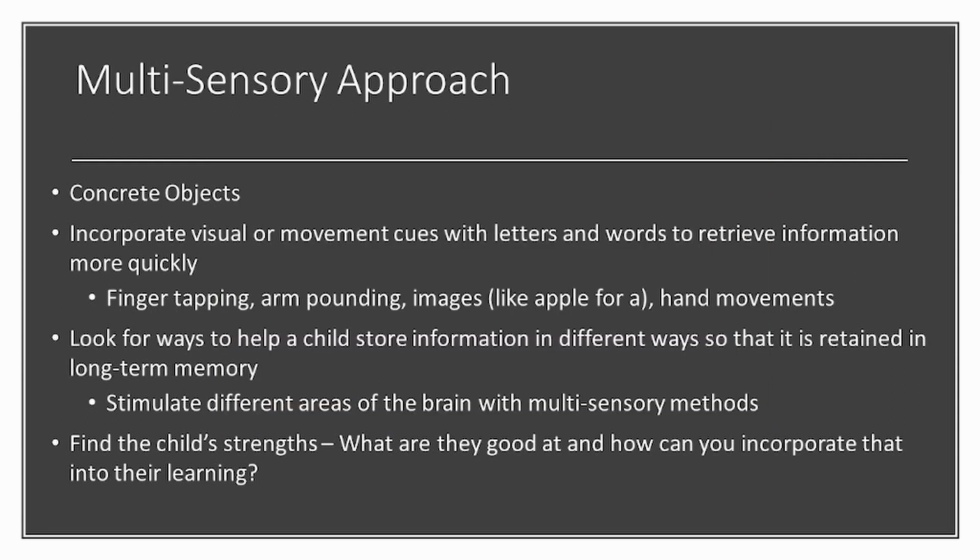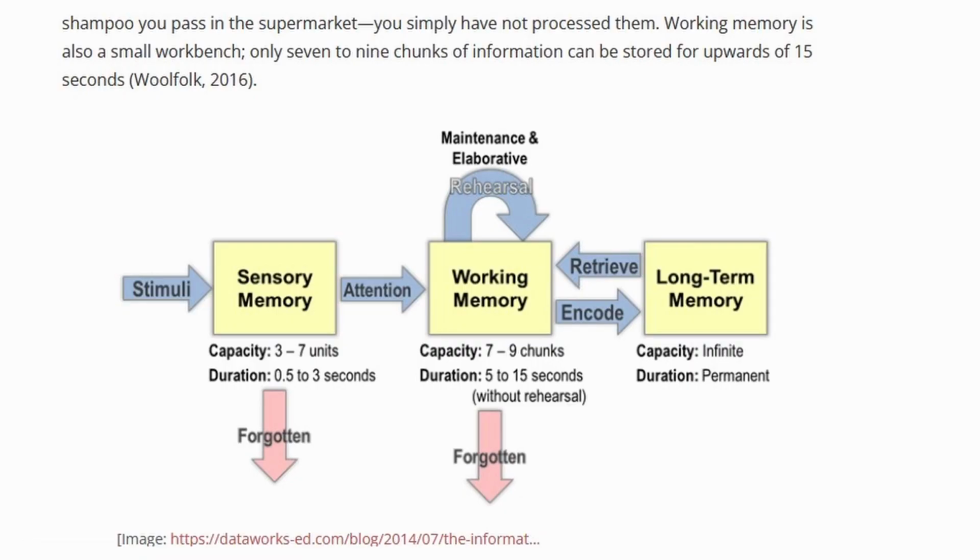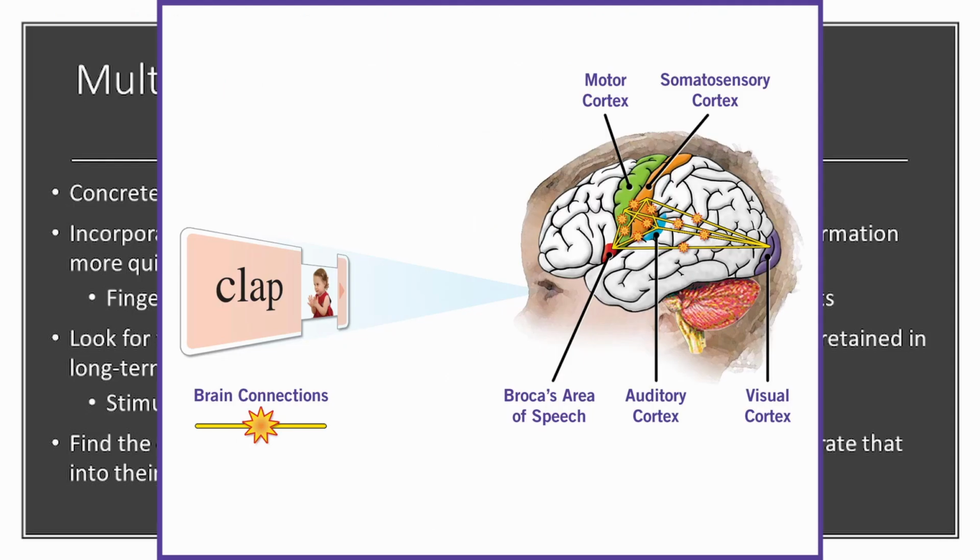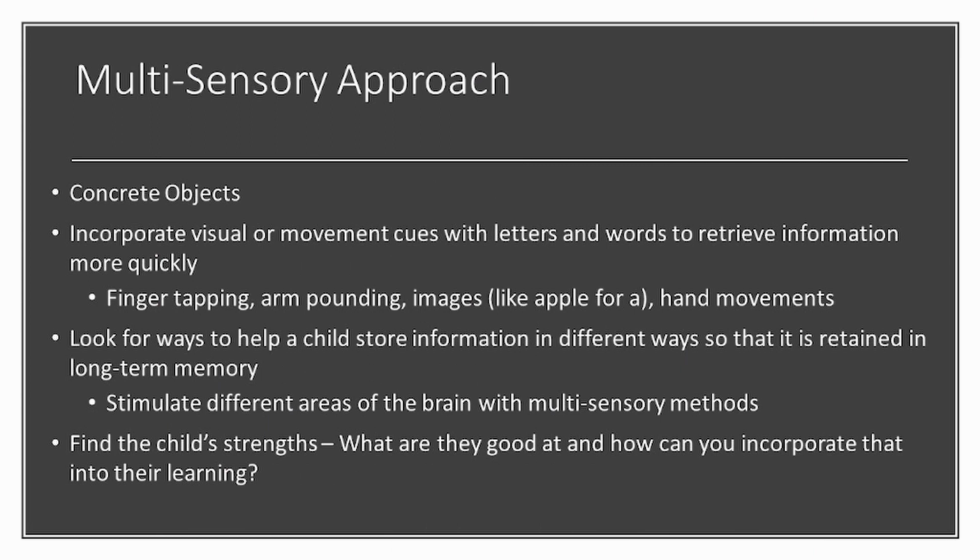What we really want to do here is look for ways to help a child store information so that it is retained in the long-term memory. We want to stimulate different areas of the brain with these multisensory methods. And we also want to find the child's strengths. What are they good at? How can you incorporate that into their learning? When the child is really good at something, it has a positive association with the information that they're learning. That also is a sign that something in that area of the brain works really well. So why not use that?